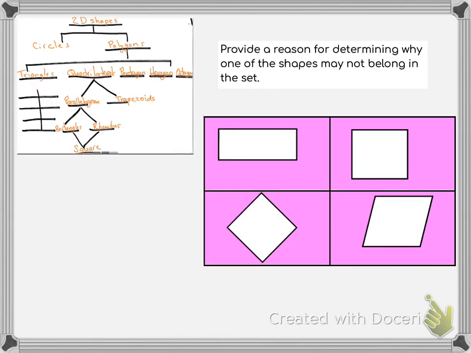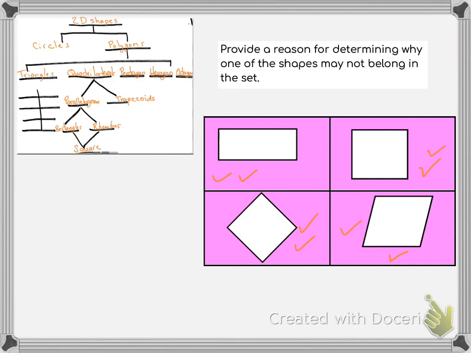And finally, let's go ahead and do the next one. They're all polygons, they're all closed, and they all have straight sides. Triangles, I don't have any triangles. Quadrilaterals, yes. This is a quadrilateral, quadrilateral, quadrilateral. Are they parallelograms or trapezoids? This is a parallelogram. The opposite sides are parallel. Parallelogram, parallelogram, and also parallelogram.